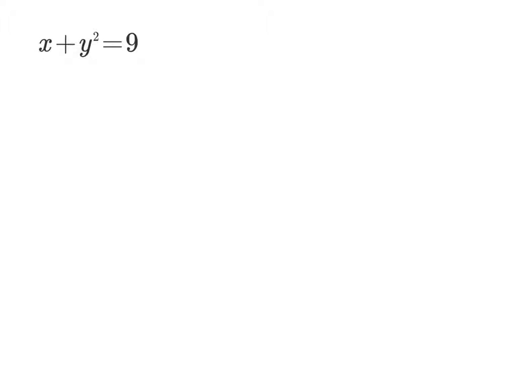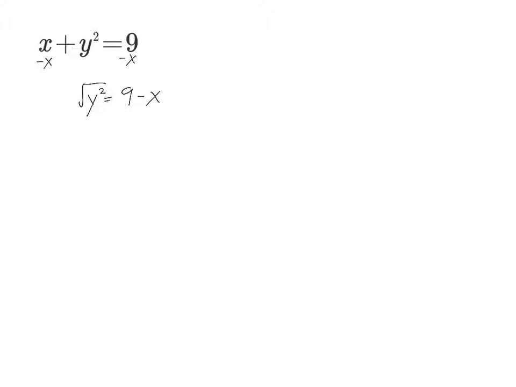Determine whether the equation defines y as a function of x. So if I want to see if y is a function of x, then I need to solve for y first. So I'm going to subtract x from both sides to get y by itself. And then I get y squared equals 9 minus x.